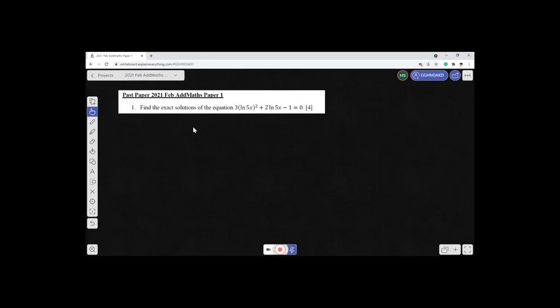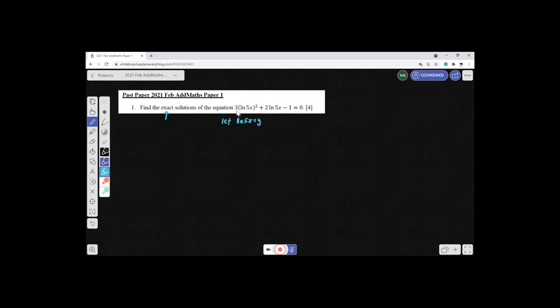So for example, like this question here, find the exact solution. I want to find exact. When they talk about exact, please don't use a calculator. You have to calculate everything accordingly. So as I can see, ln 5x here and there are the same. So I let ln 5x be something else.